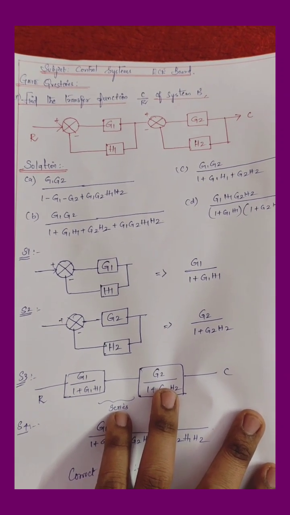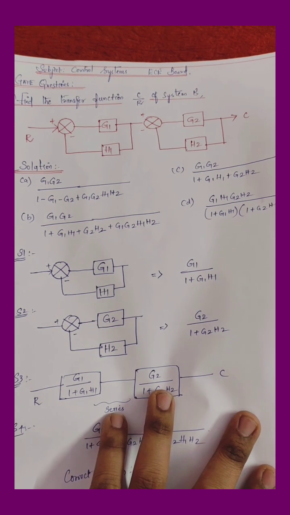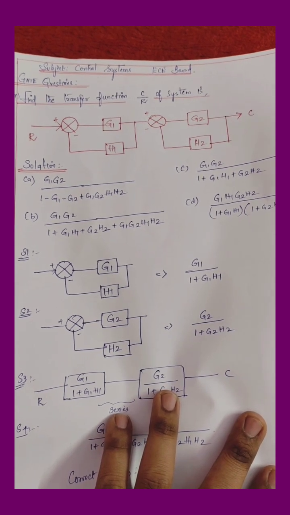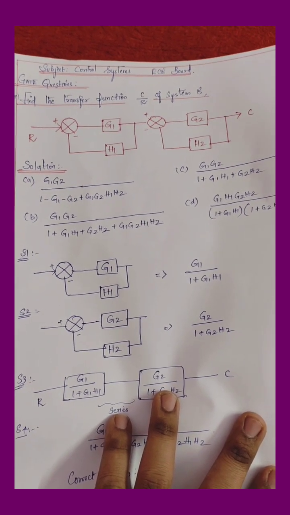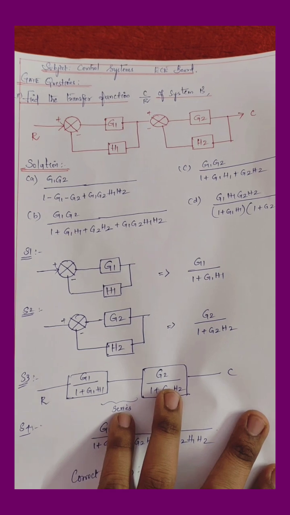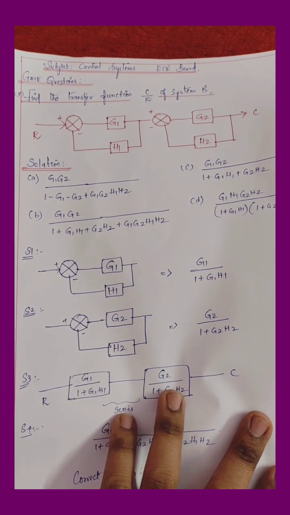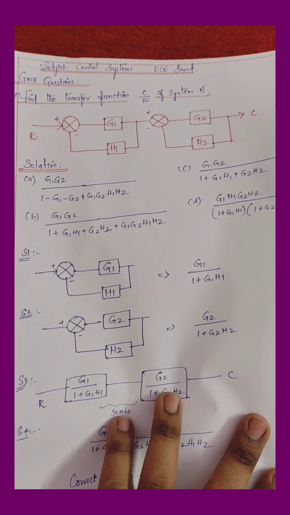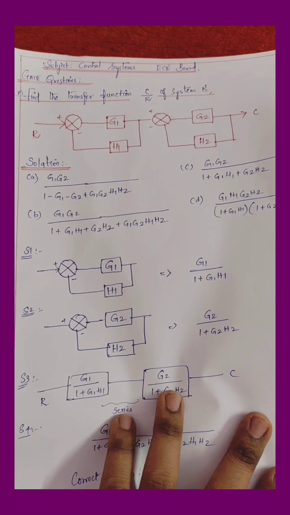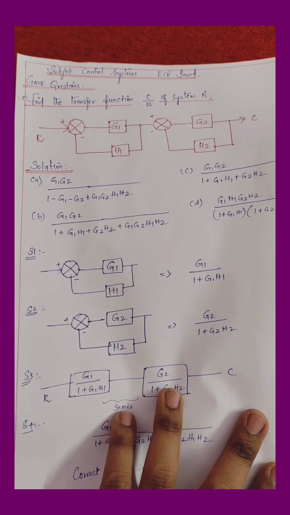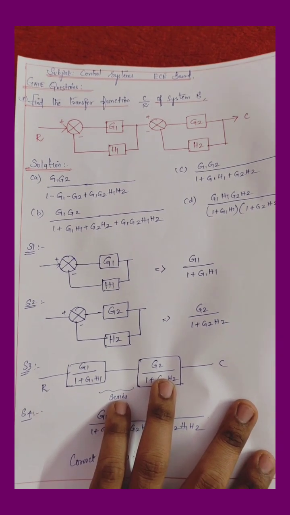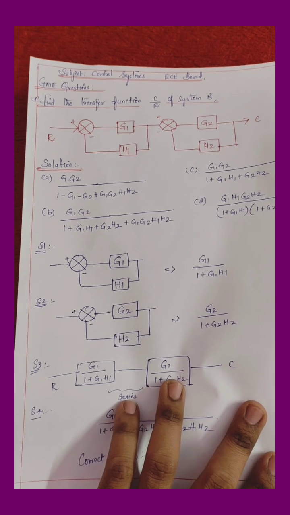R, C. We have two summer points, plus minus. We have four blocks, G1, G2, H1, H2. We have two closed loops. One closed loop consists of G1, H1 with the summer. The other closed loop consists of G2, H2 with the summer.